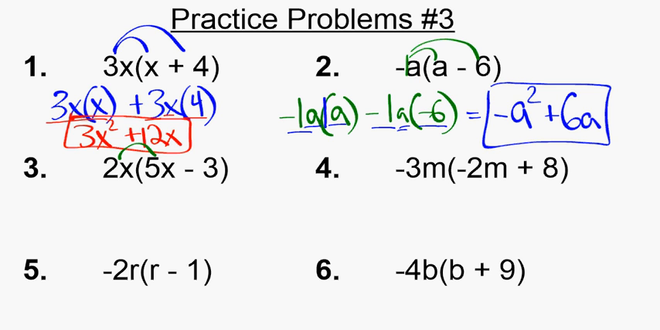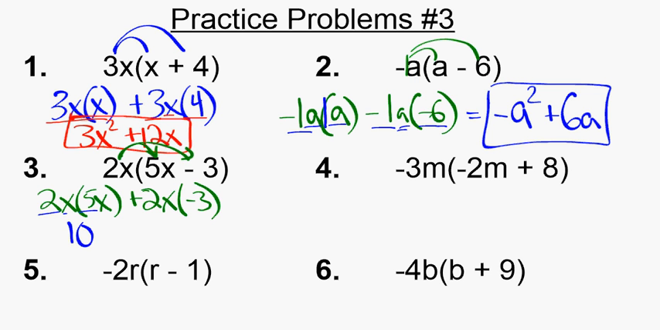Here we have 2x times 5x plus 2x times a negative 3. So 2 times 5 is 10, and x times x gives us x squared. 2 times negative 3 would give us negative 6, and don't forget your x.